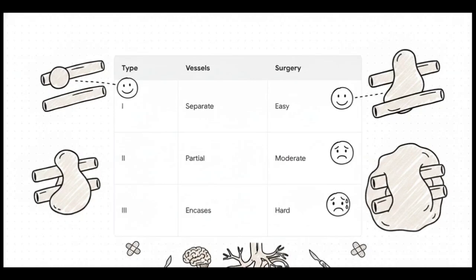Let's look at the table. Type I is a small tumor that's easily separated, meaning an easy excision, nice and straightforward.